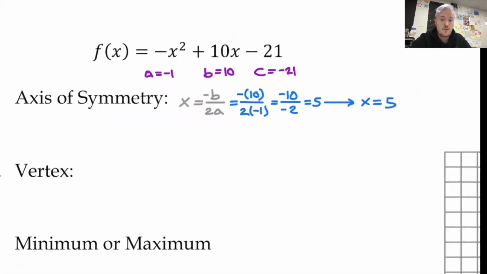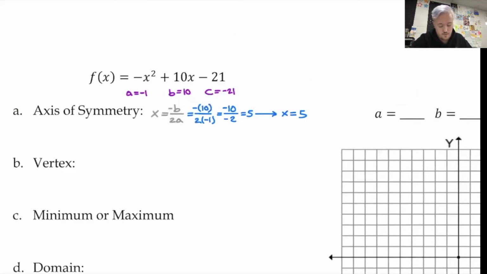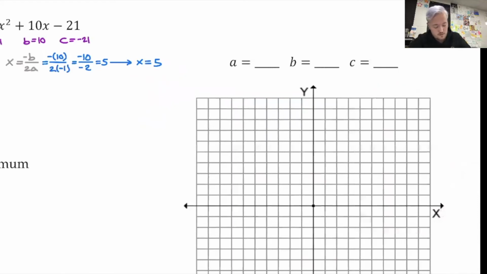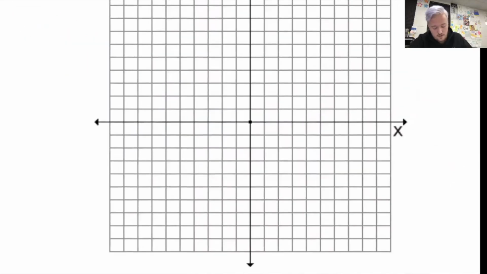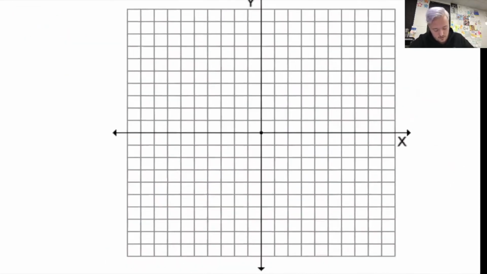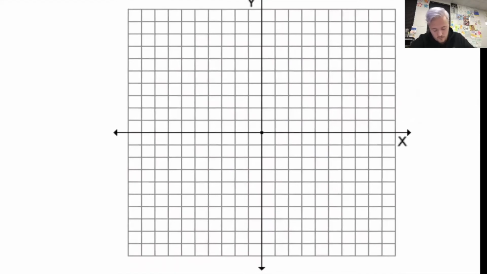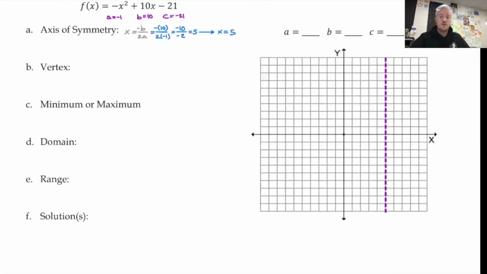All right, so now we want to be able to find the vertex. Actually, before that, let's go ahead and plot our AOS. It is my vertical dashed line, and it's going to be at x equals 5. So at 5, I'm going to draw a vertical dashed line. I'm going to do all of this literally step by step. We know the vertex has to be on the AOS, so the vertex is going to be a point on that vertical line.